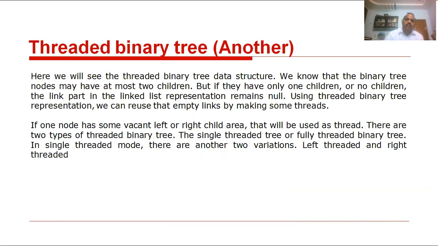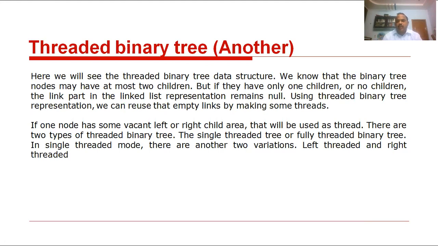So another one. This is another threaded binary tree definition. Here we will see the threaded binary tree data structure. We know that binary tree nodes may have at most 2 children, but if they have only 1 child or no children, the link part in the linked list representation remains null. Clear? Using threaded binary tree representation, we can reuse those empty links by making some threads. If one node has some vacant left or right child areas, that will be used as a thread. There are 2 types of threaded binary trees.